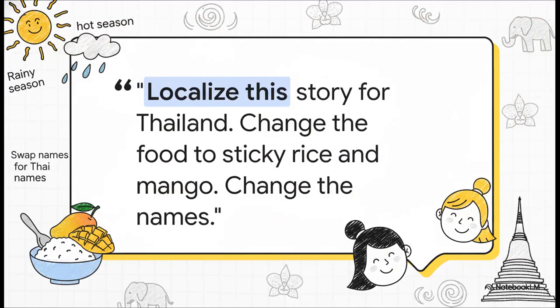Instead, we use the magic of the localization command. And look how specific we can be. We say, localize this story for Thailand. Then we give it the exact things to change. Swap the seasons out for the hot season and the rainy season. Change the food to sticky rice and mango. And use Thai names instead of Western ones. We're literally feeding it the new cultural details it needs to get the job done.